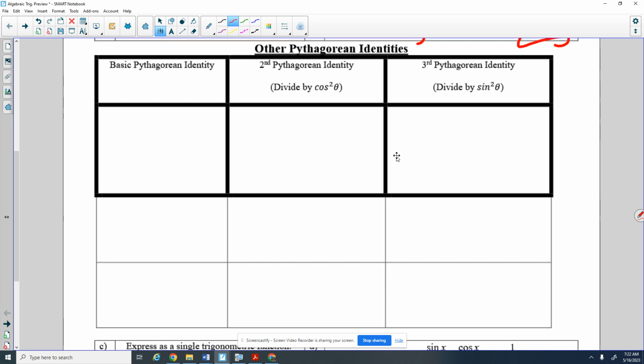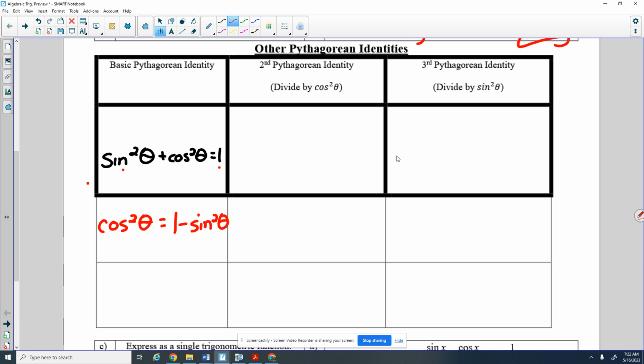So we know our basic Pythagorean identity, which comes from the unit circle that we learned in class. And that's sine squared theta plus cosine squared theta equals 1. Now, we can take this and create two other pretty simple identities just by moving stuff from one side to the other. So if I subtracted sine squared theta from both sides of the equation, I would have just cosine squared theta left on the left side, and 1 minus sine squared theta on the right side.